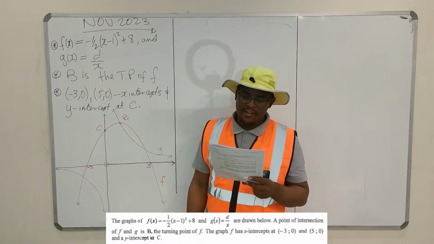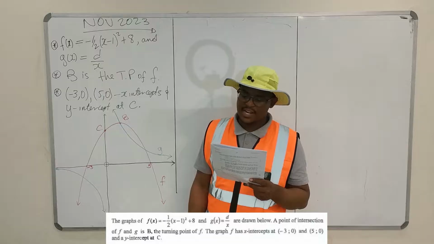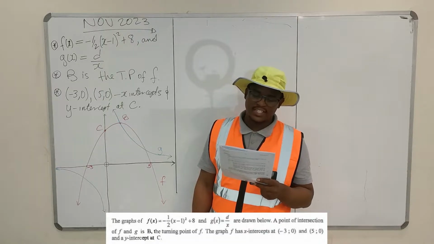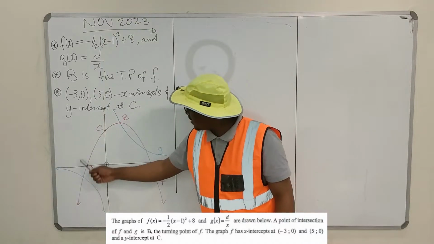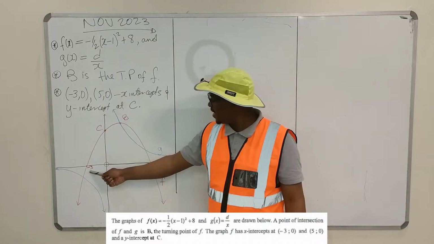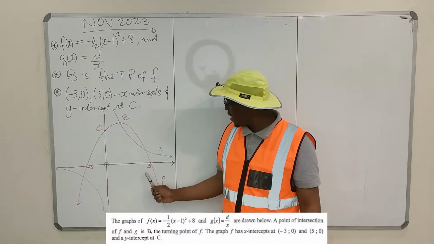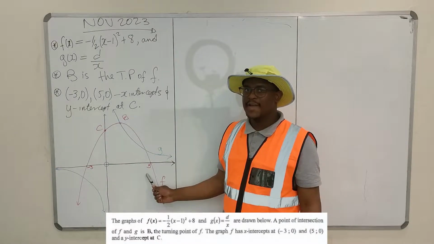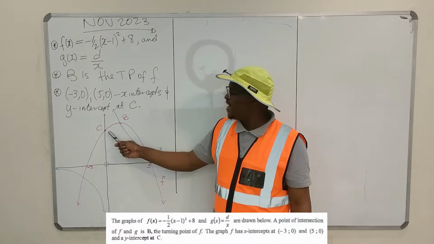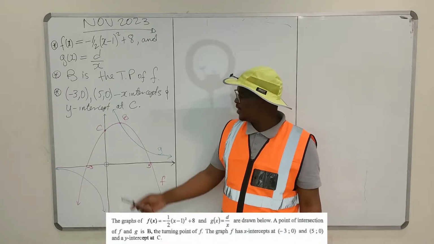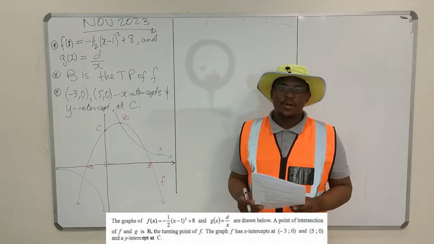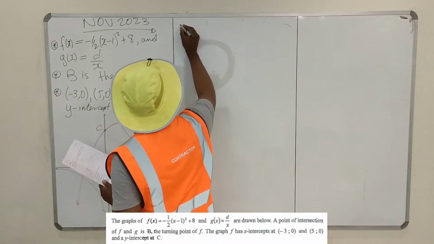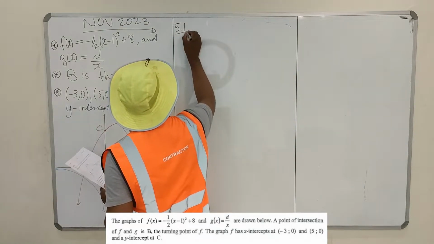The graph of f has x-intercepts at -3 and 5, and the y-intercept at C. So you are told that your function f, the parabola, has the x-intercepts there at -3 and at 5. Those are your x-intercepts. And the y-intercept is at C, as you can see over there. We have analyzed our graph, so we can go straight to the questions. So we're going to 5.1.